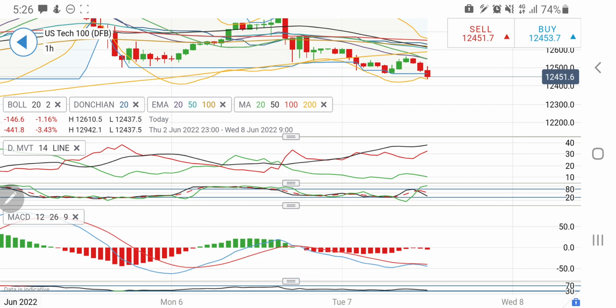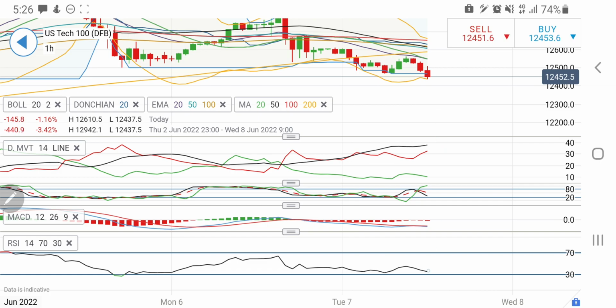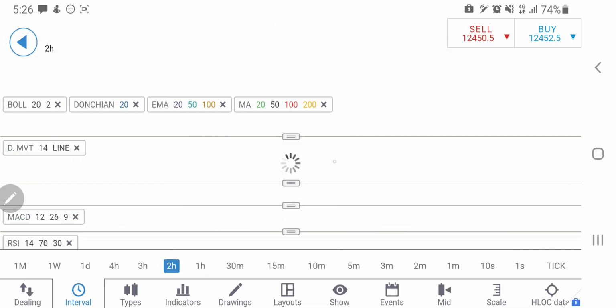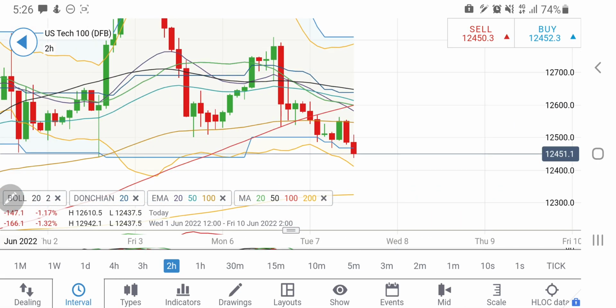The MACD is again trying to diverge. It was on the verge of a crossover, but it is again diverging, and the RSI is hitting the bottom there. This is on the hourly charts. If you look at the 2-hour charts, now look at the 2-hour charts here.